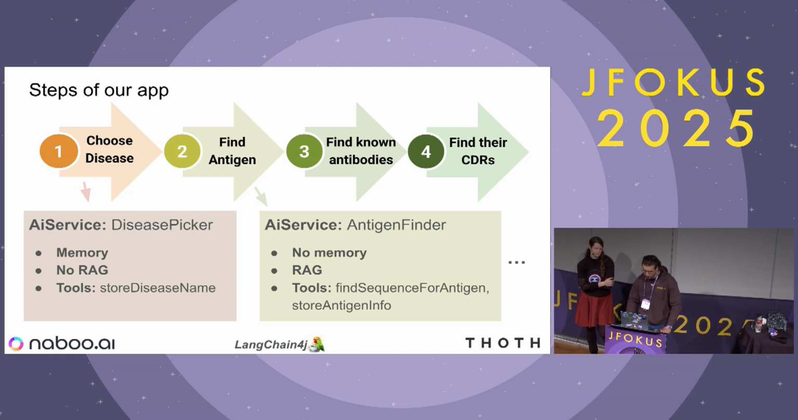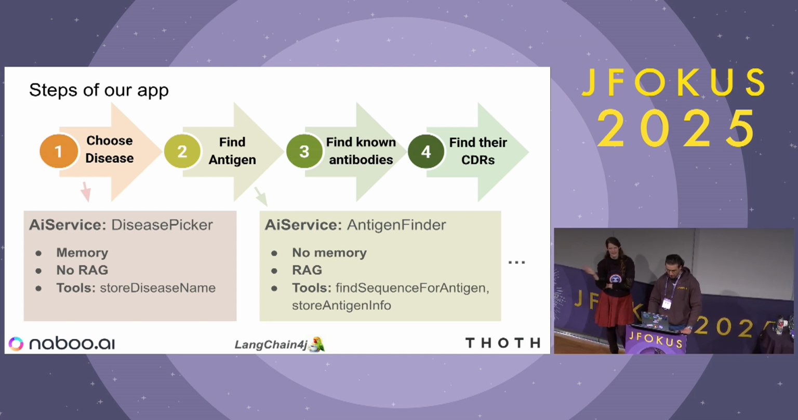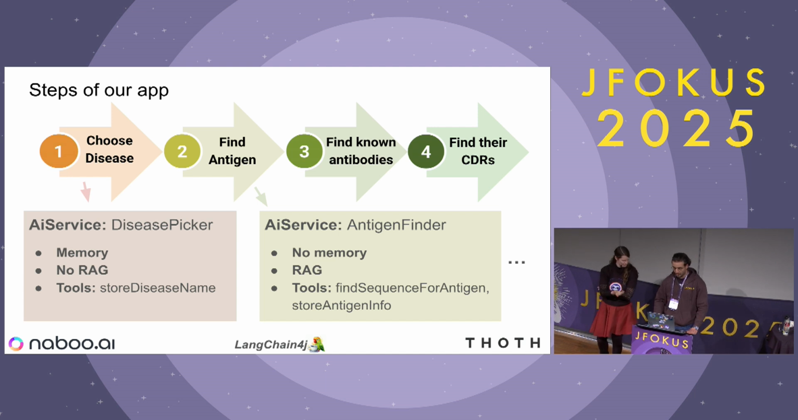It has memory, so we can discuss our idea with it. It has no RAG. It doesn't need to go and search through documents, as it did in the other version, which it shouldn't have. Yeah, that solves this, for example. Exactly. And it has a store disease name method, which saves the name of the disease that you want to tackle and changes the stage of the project.